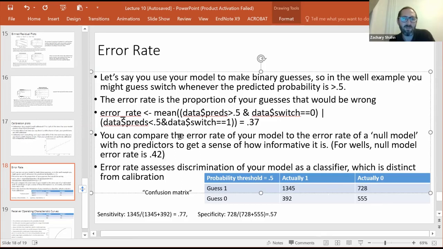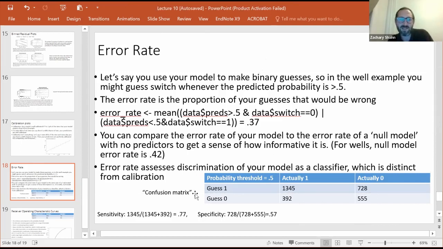For a model to be informative, it should outperform the null model. So again, in the Wells case, the error rate was 37% when we fit the model. But if you just fit a completely uninformative model with no predictors, the error rate is 42%. And this is not a huge difference. So while the model was well calibrated and certainly gives you some information about switching behavior and associations, it doesn't have good discrimination. It doesn't discriminate switchers from non-switchers very well.